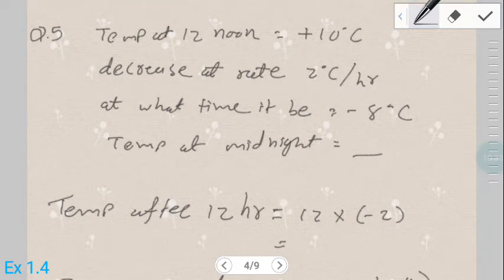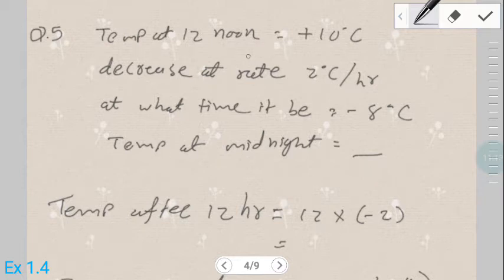In question 5, the temperature at 12 noon was 10 degrees Celsius above the zero. If it decreases at the rate of 2 degrees Celsius per hour until midnight, at what time would the temperature be 8 degrees Celsius below the zero? That means minus 8. That means when it is minus 8, what would be the temperature at midnight?